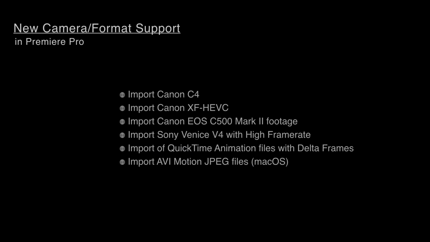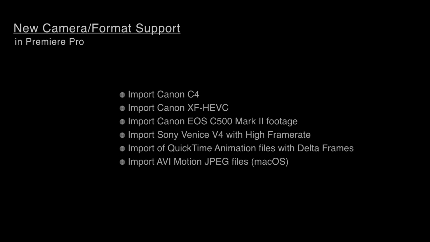And this one was on the forums, the After Effects forums, forever. At one point we lost support for the QuickTime Animation files that come with Delta frames. And for animators in After Effects, this was a big deal. They were requesting it. That's newly supported again in Premiere. And then AVI Motion JPEG files on the Mac.